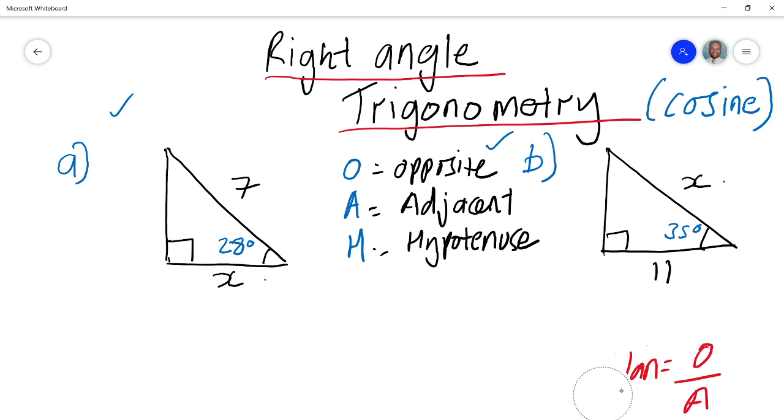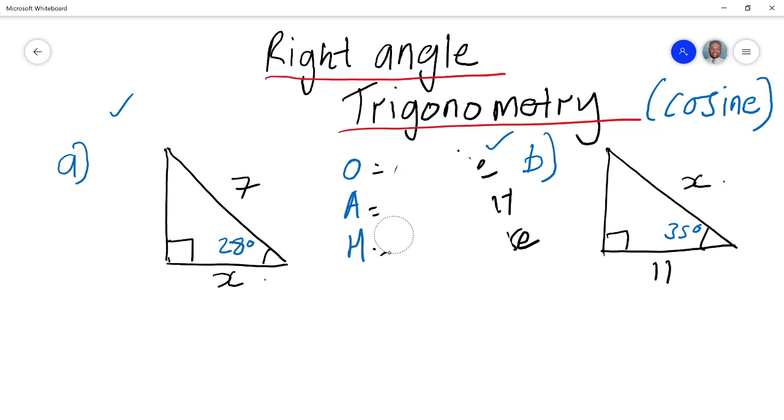Just remember, when we're working on right angle trigonometry, you must see the sign of a right angle, which is the square there. If you don't see that sign, please don't assume that it's a right angle, even if it may look perpendicular, or you might assume that it's 90 degrees. Always look at the symbol. Okay, so let's look at A.